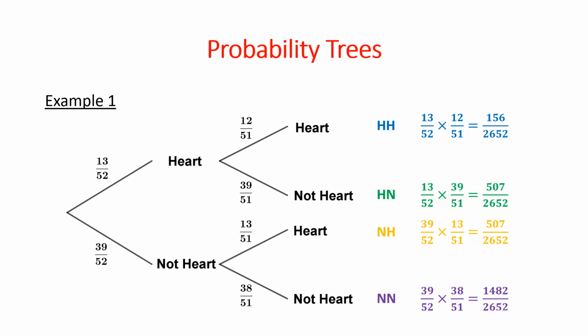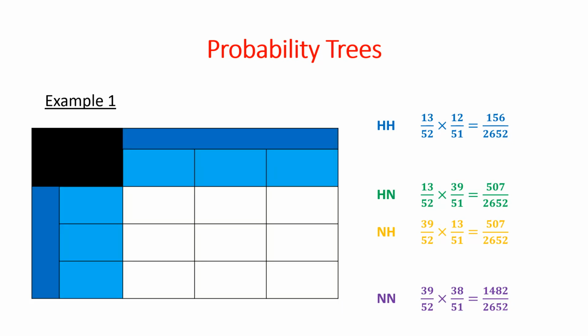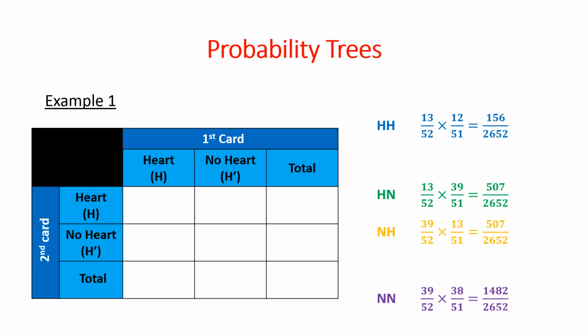Right, so what we're going to do in this video is show you how we turn this into a probability two-way table. So we've got our first card and our second card, and we can have our heart, which we're going to designate as H, and a H dash means a no heart, the not a heart.